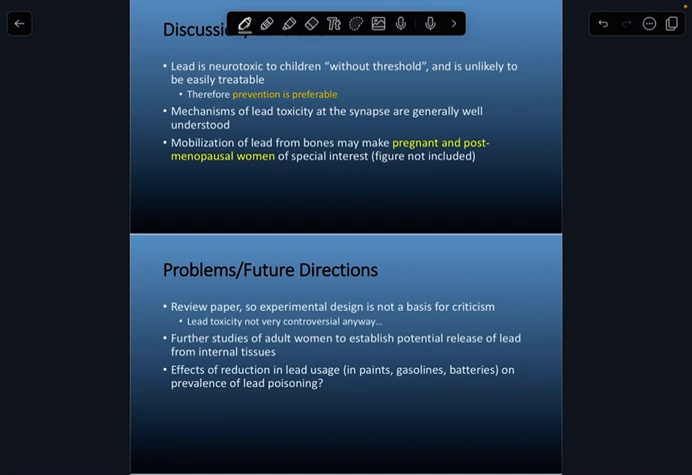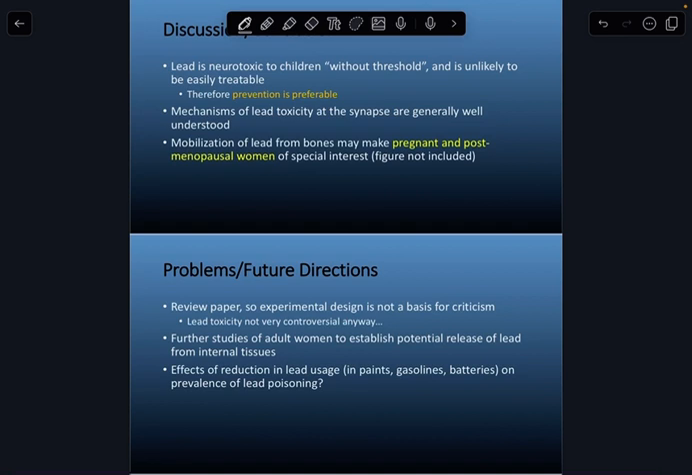Particularly with adult women who have a chance to become pregnant, I think it's important to study how much lead is already circulating in their blood and how much can get mobilized during things like pregnancy or menopause. And also to look at the effects of the reduction in lead usage, right? So, as I said, in the 70s, a lot of lead paint and lead gasoline was phased out in the United States. Lead acid batteries are still around, right? That's most of your Duracell and Eveready type batteries, although it's being replaced largely by lithium-ion batteries. And so I think it would be important to study this reduction on the prevalence of lead poisoning.